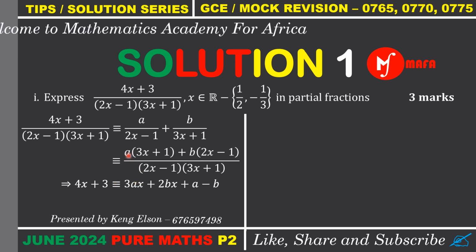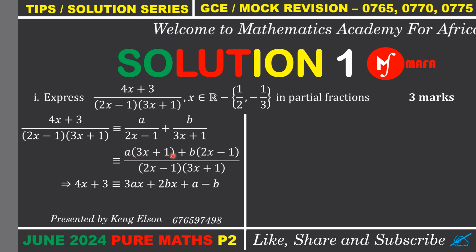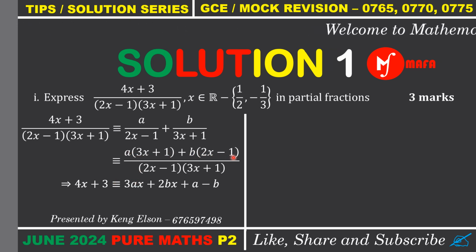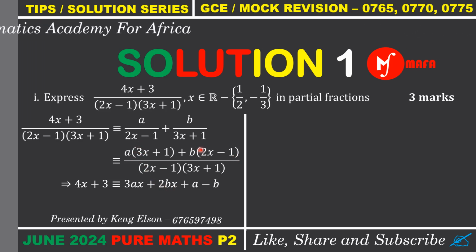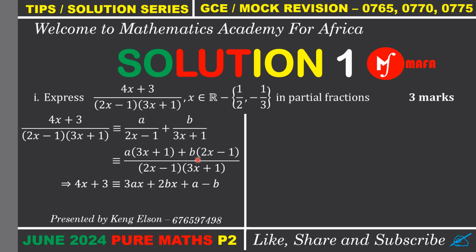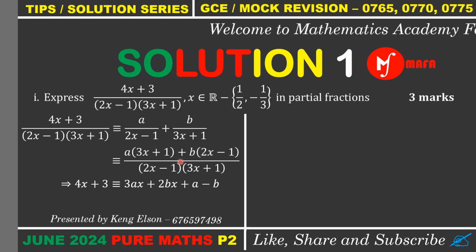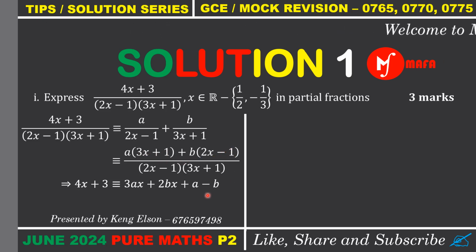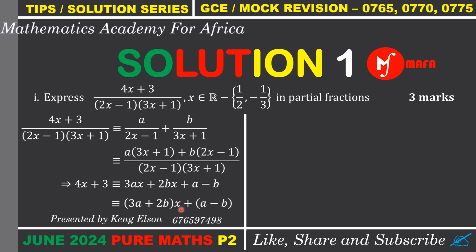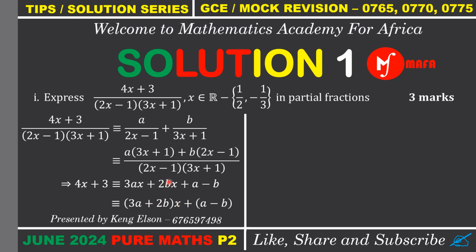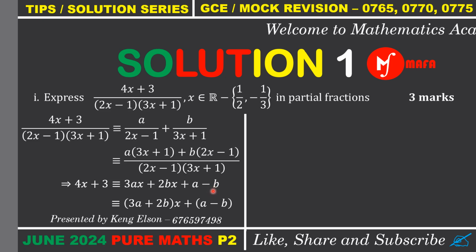numerators. Now I'm going to expand this to have 3ax plus a plus 2bx minus b. Now I'm going to bring the x terms together, so 3ax plus 2bx, then the constant terms together, that's terms that don't depend on x, which is a minus b. Now from the first two terms, x is common, so we are going to factorize the x. We'll be left with 3a plus 2b, and the constant term remains a minus b.